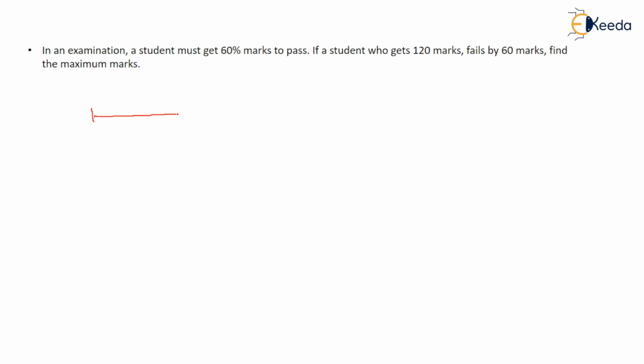So here, if you see, one person has to score how many percent? 60% in order to pass the examination. There is a student who scored 120 marks and he failed by how many marks? 60 marks. Means to score 60%, how many marks did he require? 180 marks he required, right? 120 plus 60 marks he short. So 180 marks is required in order to get 60%.